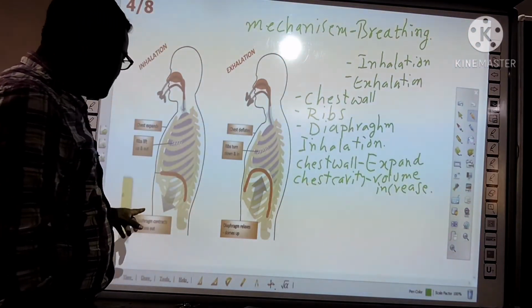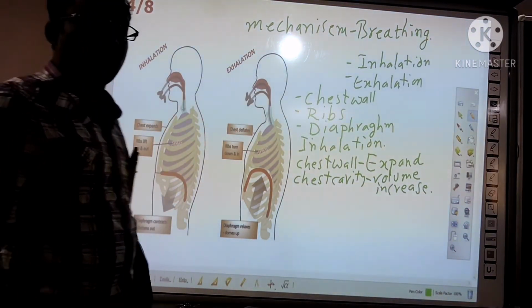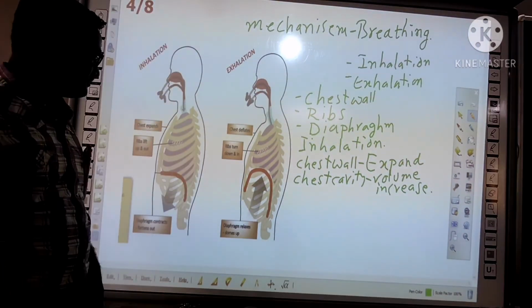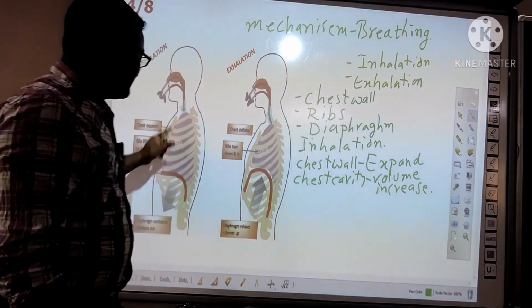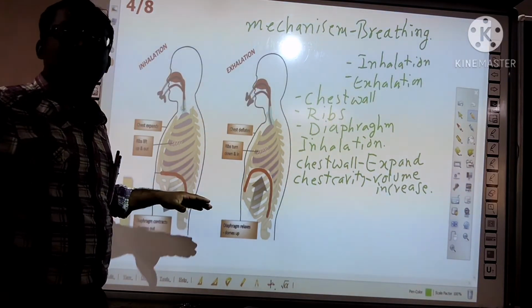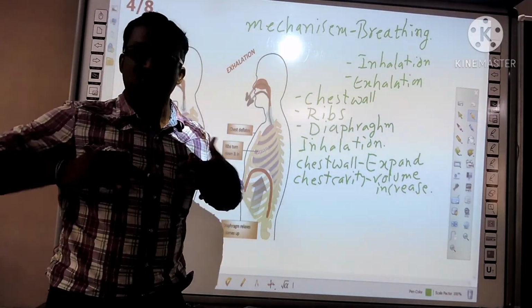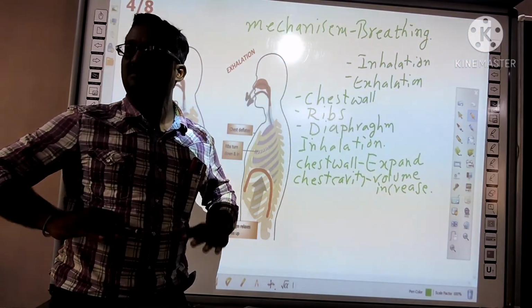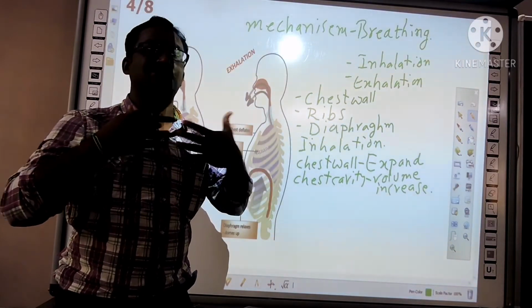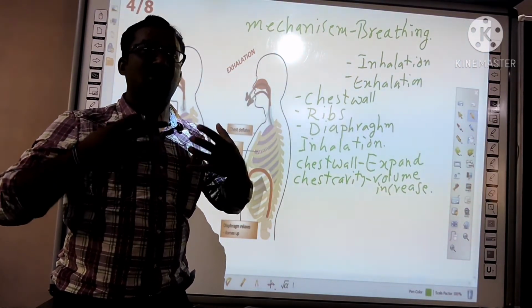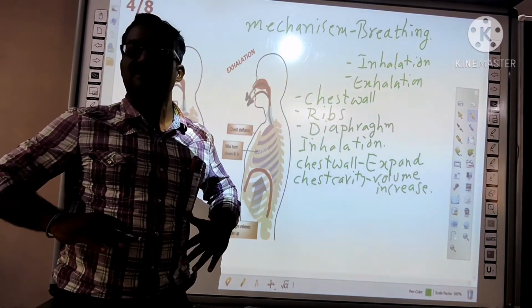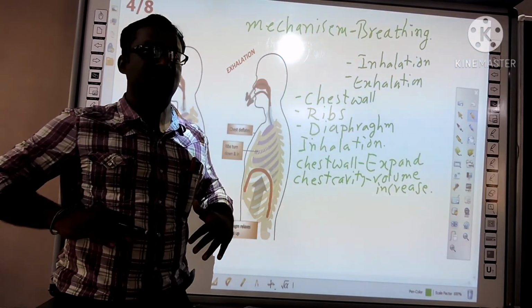Next, what happens to the diaphragm during inhalation? Just observe here. What happened to the diaphragm in inhalation? It contracts. Contracts means the diaphragm becomes flattened. It moved downward. Understood? So the chest moves in an upward direction or expands so that the volume in the chest cavity increases, and the diaphragm moves downward. That means it contracts or becomes flat.